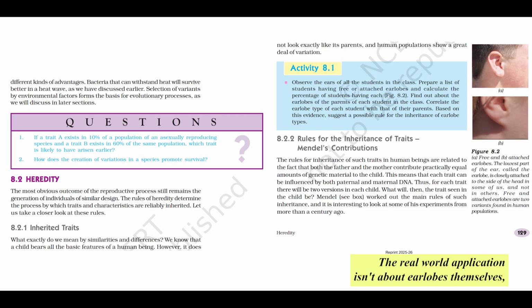The real-world application isn't about earlobes themselves, they're harmless variations, it's about the principle. Understanding how a hidden recessive trait works is crucial for things like genetic counseling for inherited diseases. Many genetic disorders are recessive. Parents who are carriers, heterozygous, might show no symptoms, but they still have a 25% chance with each pregnancy of having an affected child who inherits two recessive alleles. The earlobe example helps you grasp that fundamental mechanism, which applies to much more serious conditions and even to breeding better crops or animals. The principle is key. Got it. It's the underlying logic that matters.